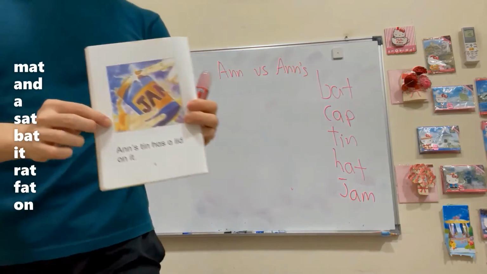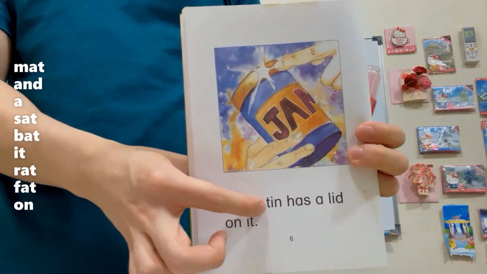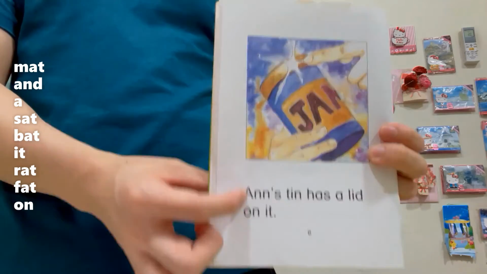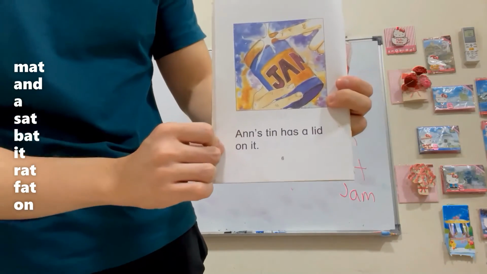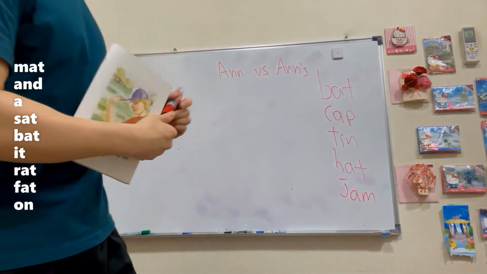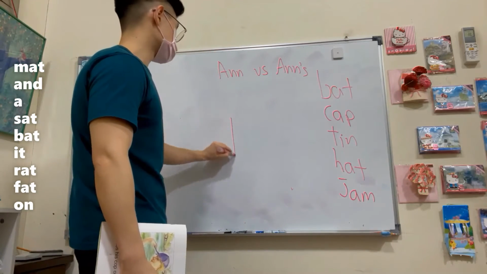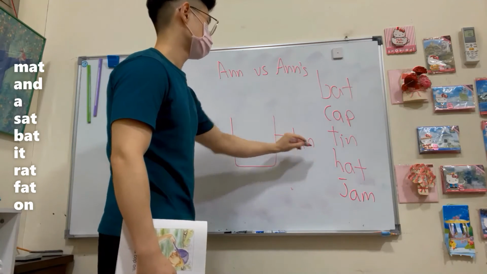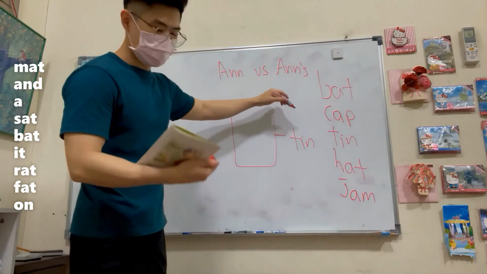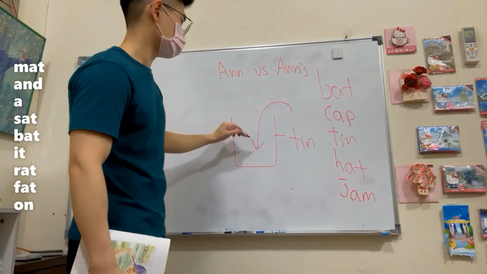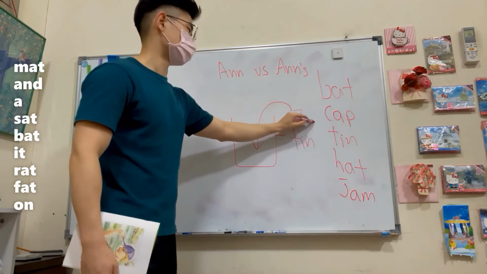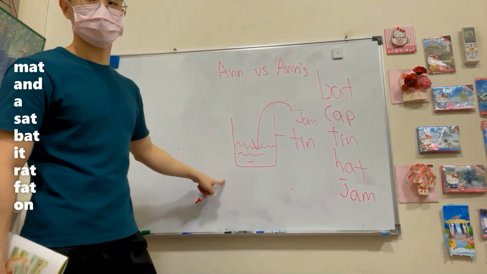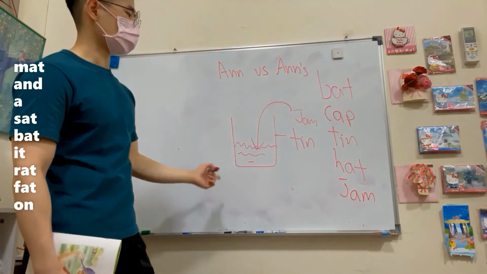Alright, so as you can see, Anne's tin means the tin belongs to Anne. Anne's tin has a lid on it. So just now, this is a container, this is a tin, right? And Anne puts jam in the tin. So this is your jam in your tin. Anne puts the jam in the tin.